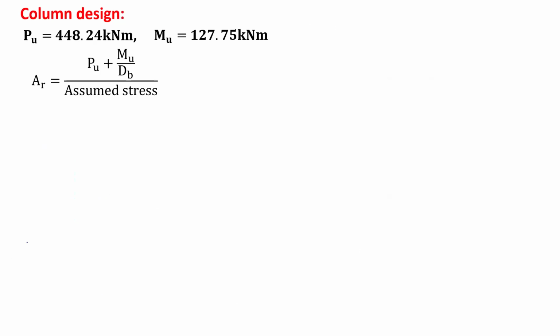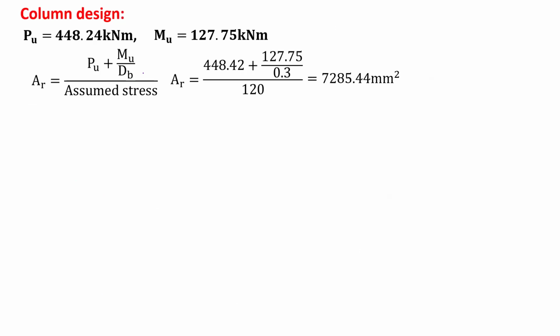So DB is the depth of the column selected. Now we have selected 300. So we will put the values and we will get... So this is the assumed stress, 120. You can assume any value, but 120 is sufficient.